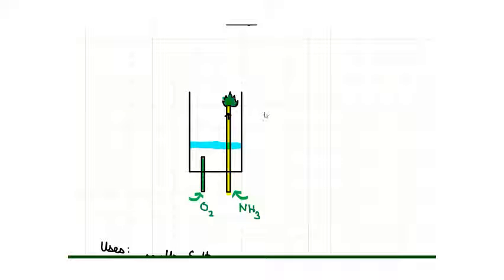Now, when NH3 is heated or struck with a match without oxygen, nothing happens. But once the oxygen comes in contact with ammonia, it burns with a green flame, which is distinct for ammonia.